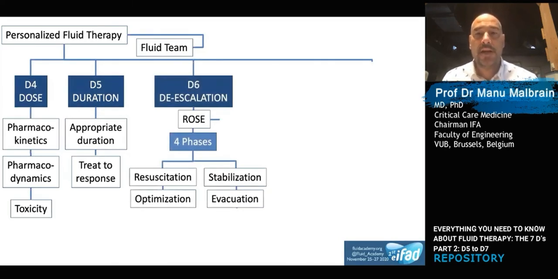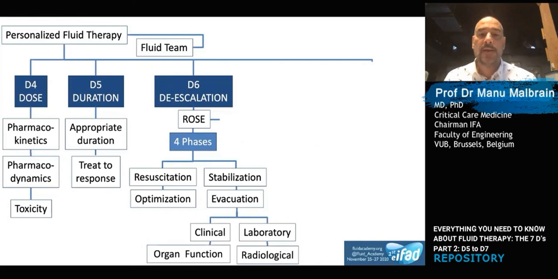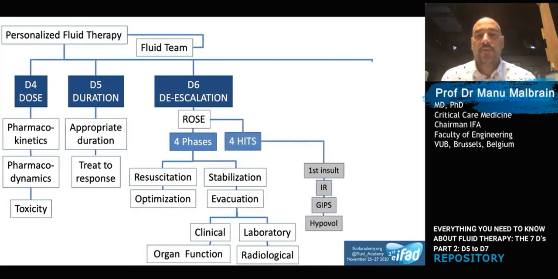D6 is on de-escalation. I showed you the ROSE model with the 4 phases: resuscitation, optimization, stabilization, evacuation. I told you a little bit on the monitoring, or when to guide de-resuscitation based on clinical signs, laboratory signs, organ function, radiological signs of fluid overload. I didn't mention the 4 hits. I talked a little bit about it during the ROSE, with the first hit, insult, ischemia, reperfusion, global increased permeability syndrome, and of course, the 4th hit by avoiding hypovolemia.